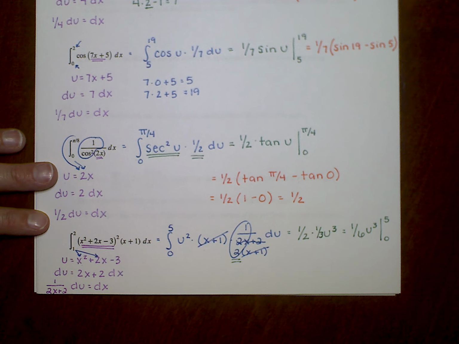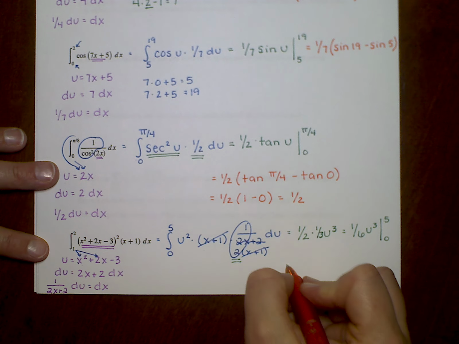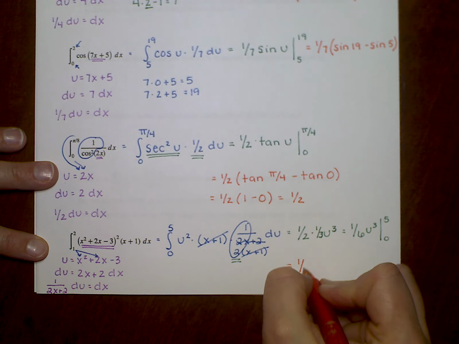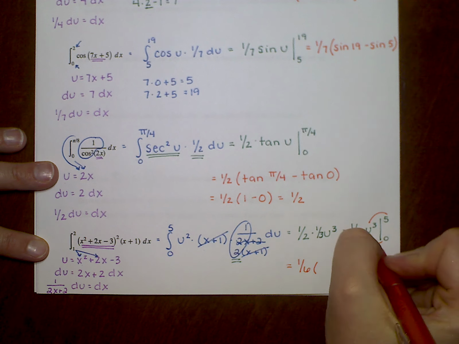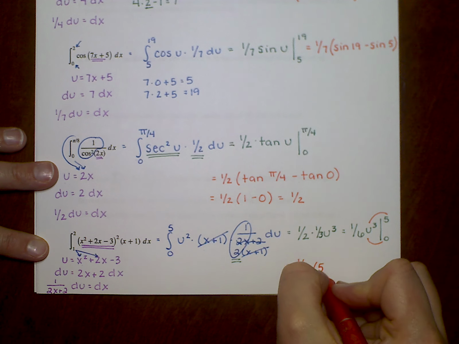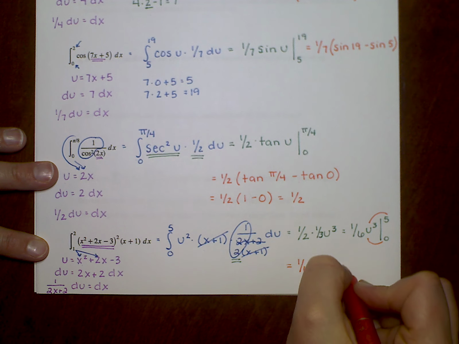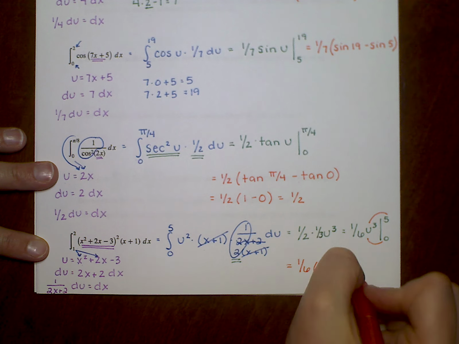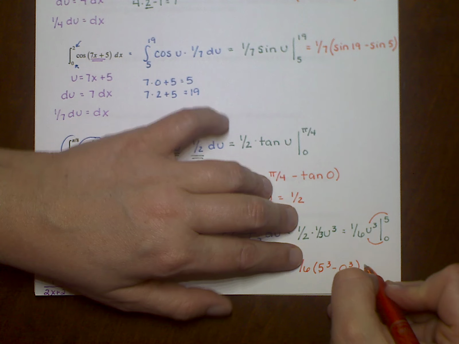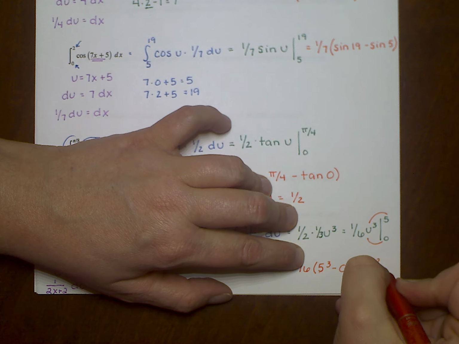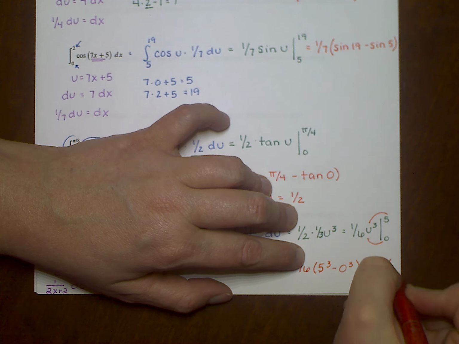Okay, let me finish this one off. I'm going to leave the 1/6 in front, and now I'm putting in the 5 and putting in the 0, so I'm going to have 5 cubed minus 0 cubed. Well, 0 cubed is really just nothing. And so this 5 cubed is 125. So this would all simplify down to 125 over 6.